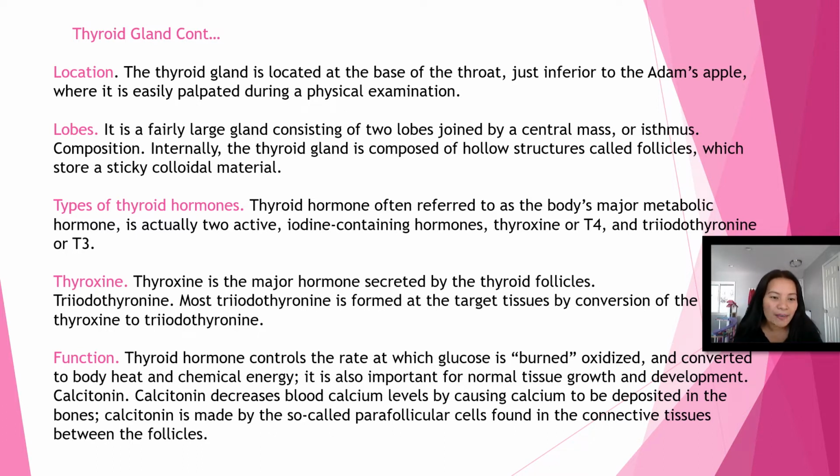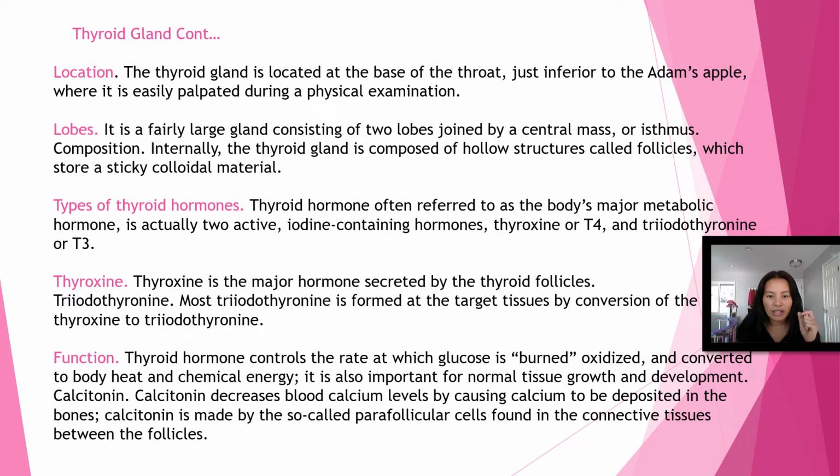Okay, lobes. It is a fairly large gland consisting of two lobes joined by a central mass or isthmus. Isthmus. Okay, for the composition, internally the thyroid gland is composed of hollow structures called follicles, which store a sticky colloidal material.